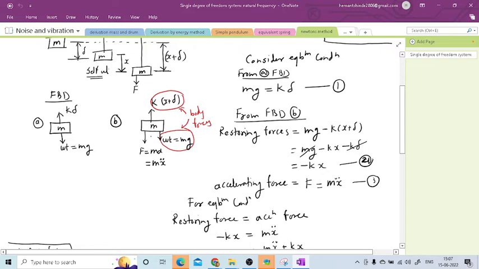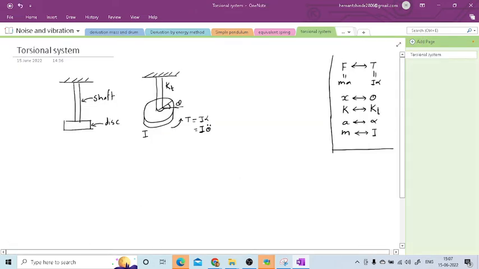Here this system is linear, so here we have restoring force. In our torsional system, instead of restoring force, we will have to use restoring torque, and instead of accelerating force in torsional system, we will have to use accelerating torque. So we are going to take help from this one. The restoring force you can see here is minus kx, and from that directly I am going to write for our torsional system the restoring torque.